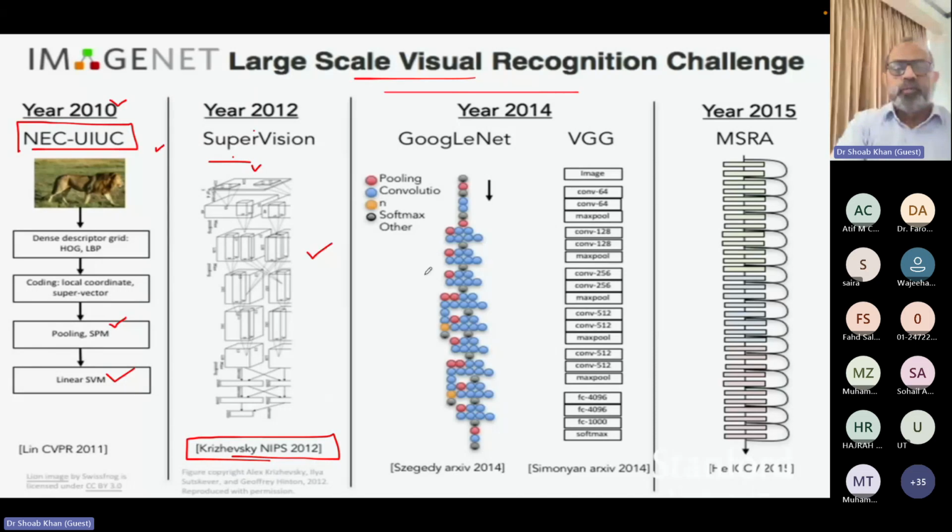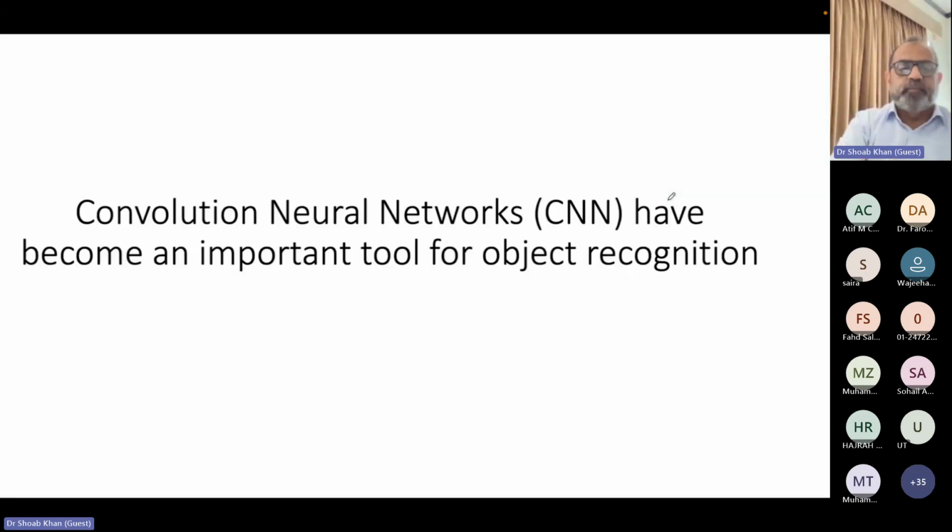So in 2014 there was Google LeNet, and this is where they have beaten the human, and then there is the ResNet, and we will see what this model is. So convolutional neural networks have become an important tool for object recognition. So it's important for us to learn convolutional neural networks, and we'll see.